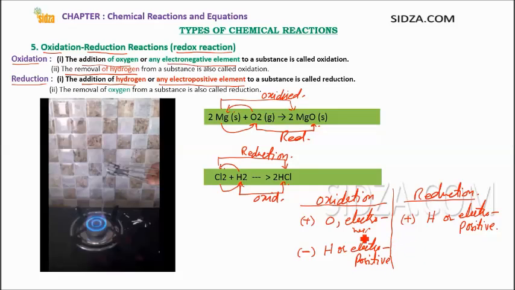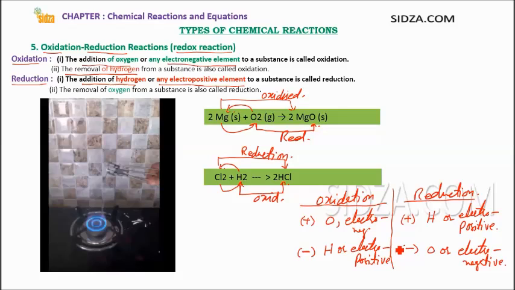So addition of oxygen or loss of hydrogen, that is oxidation. Reduction is addition of hydrogen or the loss of oxygen. So minus means loss of oxygen or loss of any electronegative element, right? That is reduction. So addition of oxygen is oxidation, loss of hydrogen is oxidation, addition of hydrogen is reduction, loss of oxygen is again reduction.